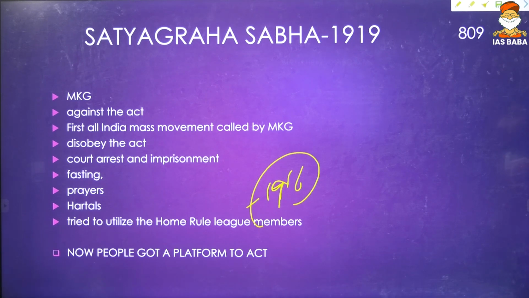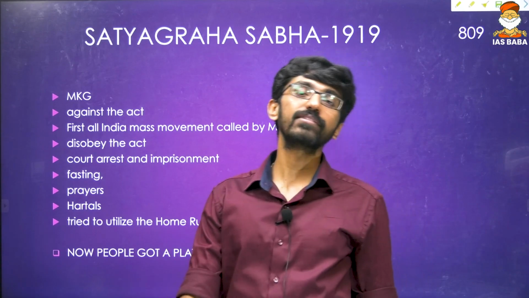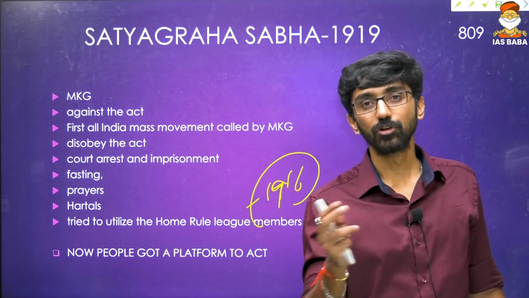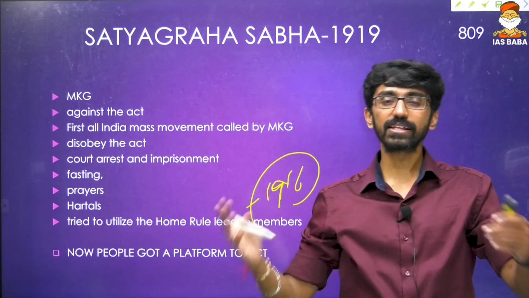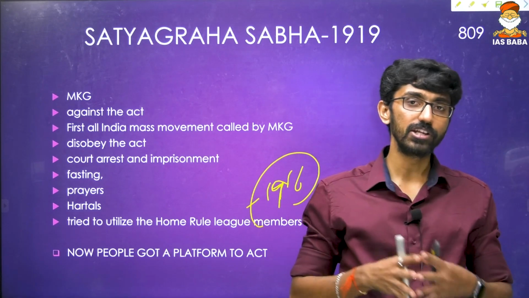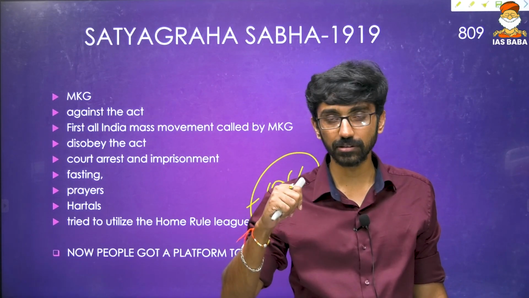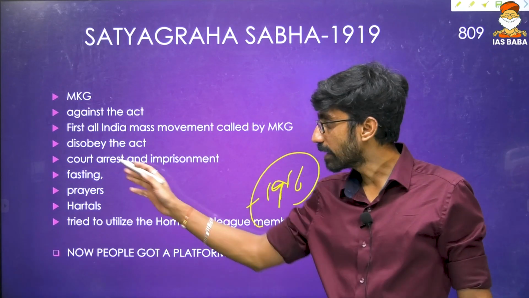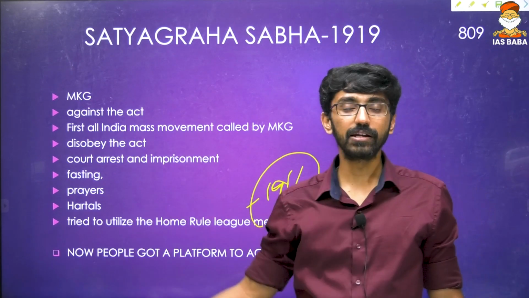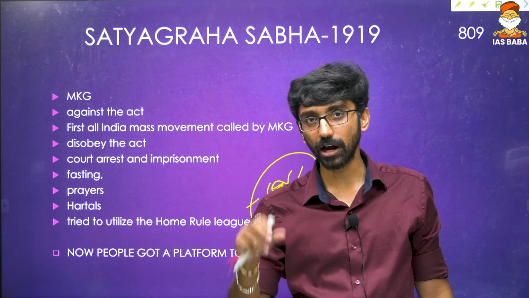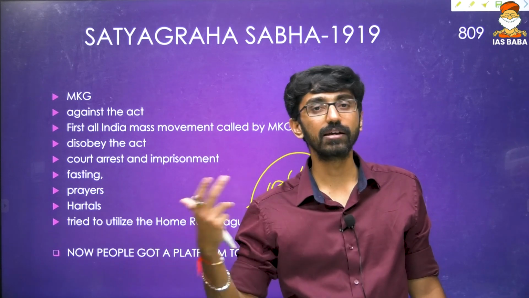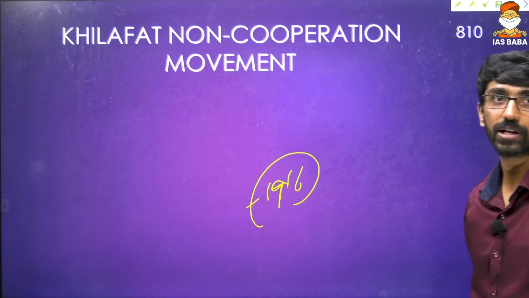So before this particular act came into being, just look at these points: disobeying the act by courting arrest, fasting, prayers and hartals. So now what people got is a kind of platform, and now the people are acting. Before that, moderates worked only at the academic level. Extremists knew mass movement was necessary, but they did not know how to utilize the energy of the people. And now Gandhi is utilizing the energy of the people in his own way. Being at home, all the people also participate in the national movement just by fasting and courting arrest.